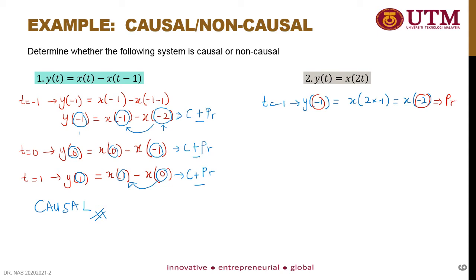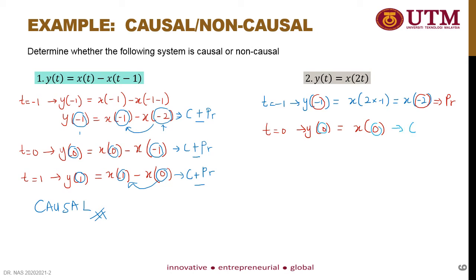Okay. Next, try with t equal to 0. So you get y(0) equal to x(0). So you have current state 0 and 0. So in this case, you have only current state.